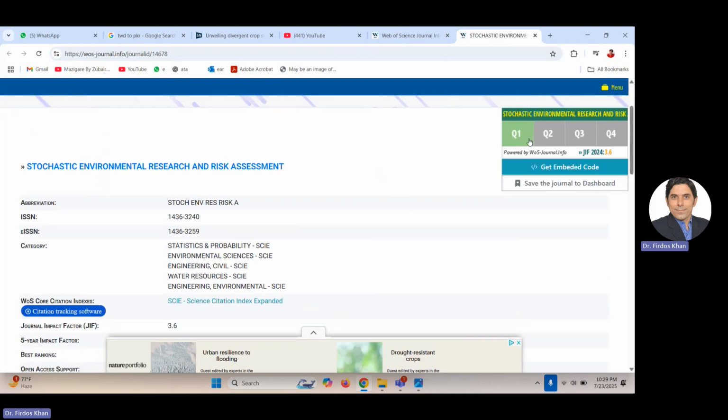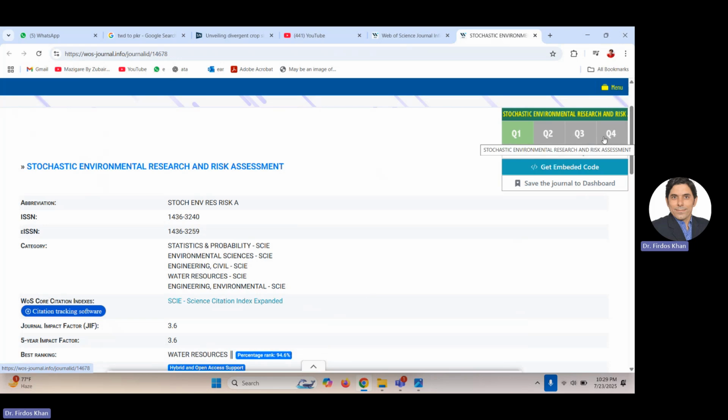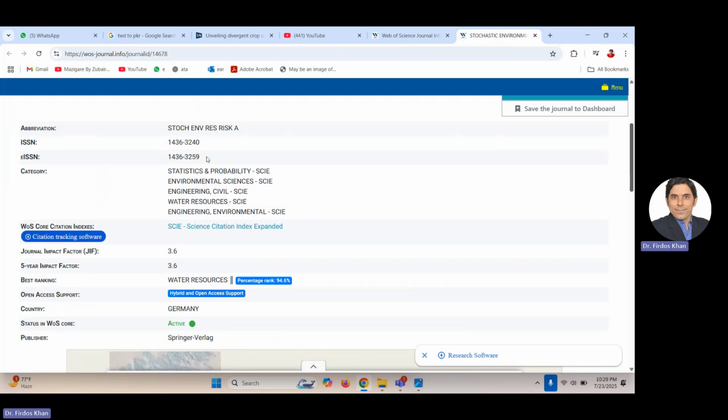You can see there are 4 categories: Q1, Q2, Q3, Q4. That means the top 25% of journals are in Q1 rank, the second 25% are in Q2 rank, the third 25% are in Q3 rank, and the last 25% of journals are in Q4, quartile 4. Let's look at the details now. The categories are statistics and probability, environmental science, engineering civil, water resources, and engineering environmental.